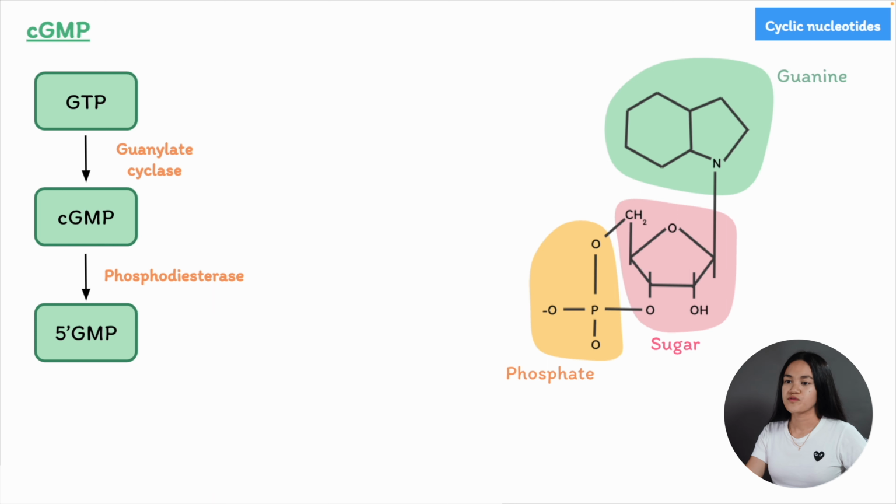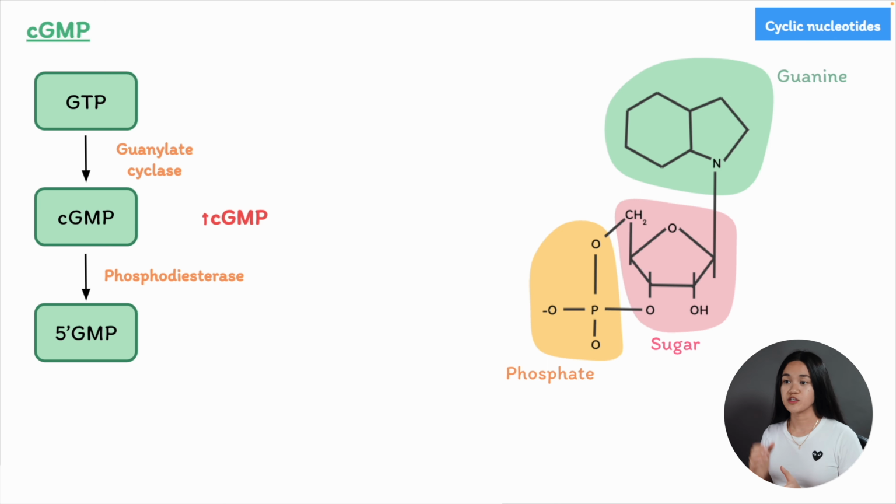So with phosphodiesterase, the cyclic phosphate bond gets broken. So that's how cyclic GMP is formed. But exactly what is the role? What's its role within the body? One of its key jobs is regulating blood pressure and blood flow.